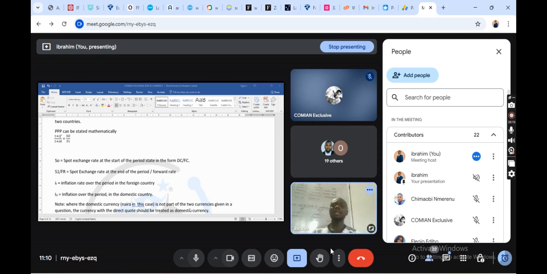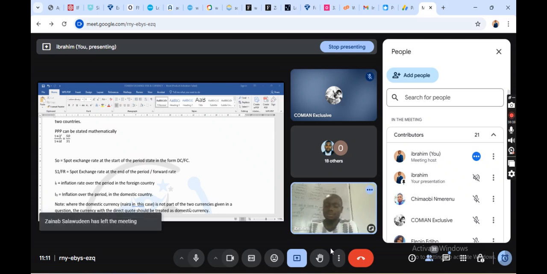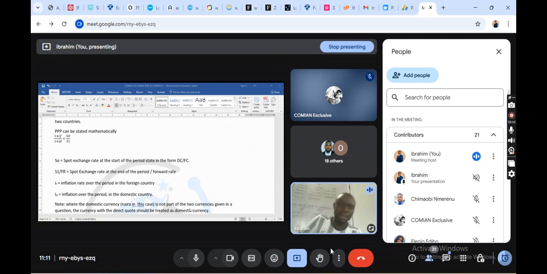Now, if in a question you want to determine the foreign country and the domestic country, the spot rate given to you is, let's say, 160 to $1. Nigeria is the domestic country, because Nigeria is involved. Then the other country is the foreign.